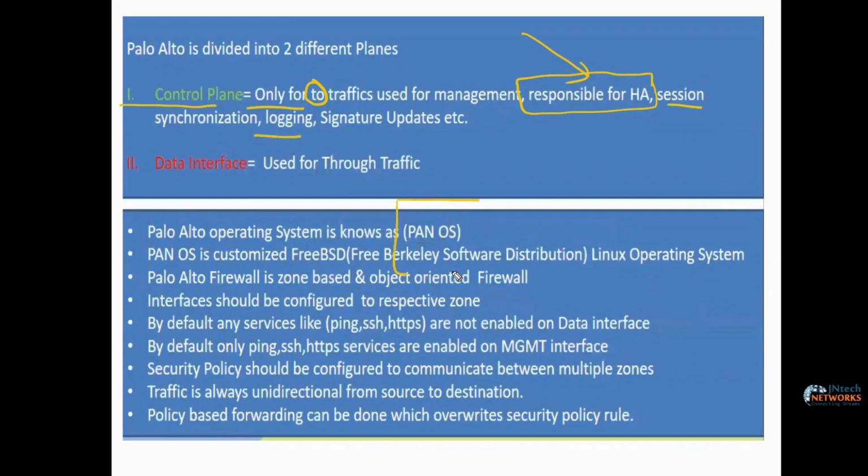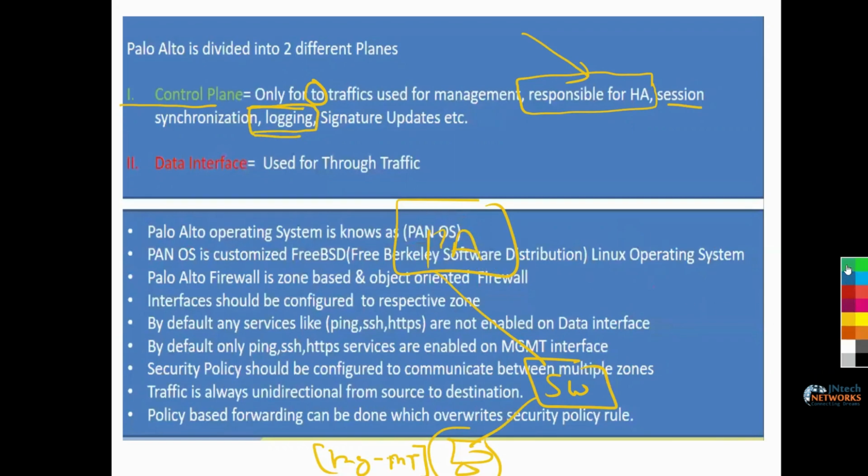Logging, for example. Here we have a Palo Alto box, and this side we have a switch. With the switch we have a management PC. So logging: if someone hits your firewall, if any activity happens on your firewall, you can send your logs to a remote logging server.